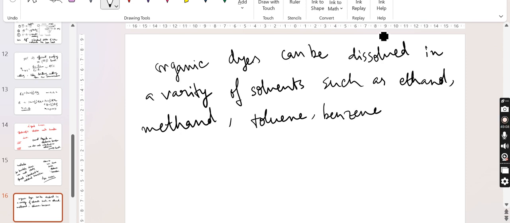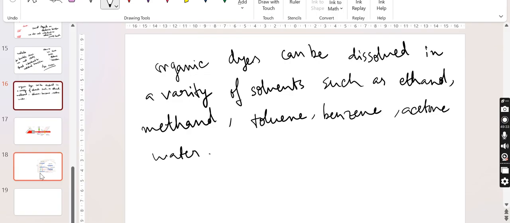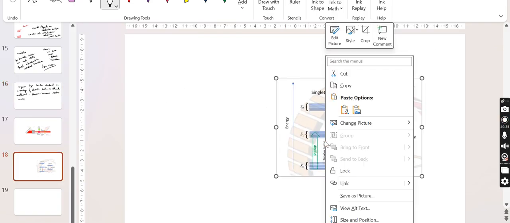benzene, acetone, and even water. This solution is used as the active medium here. So here a flash lamp. So this is the energy state.